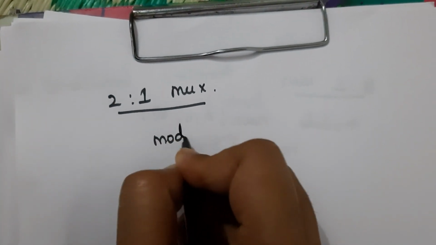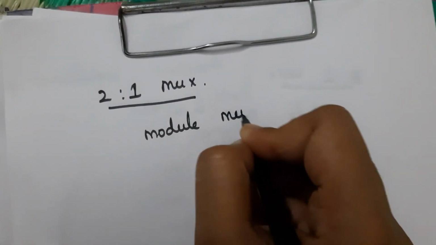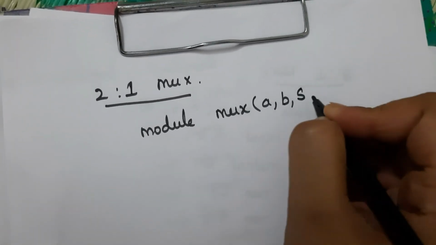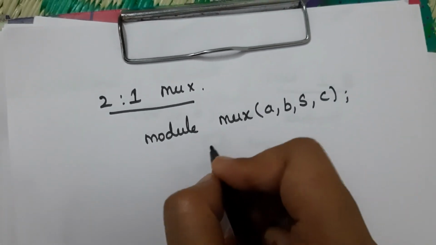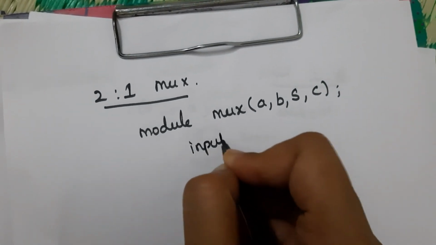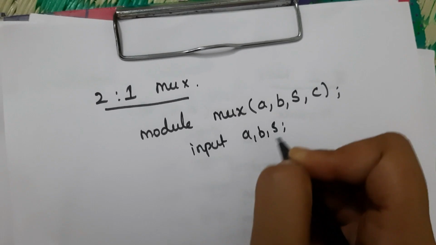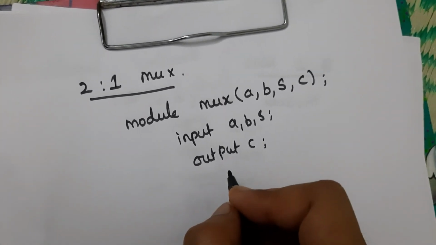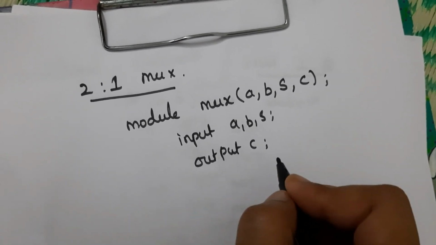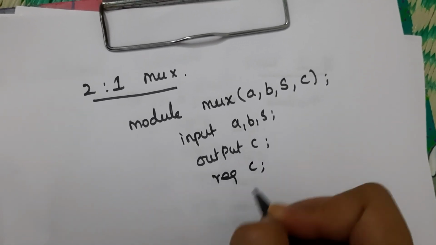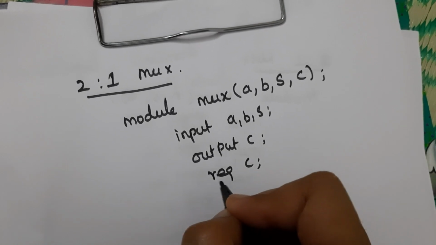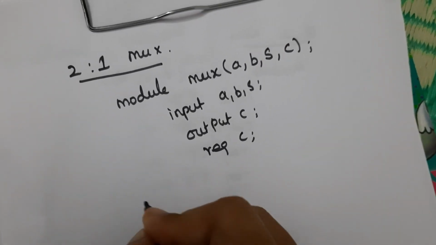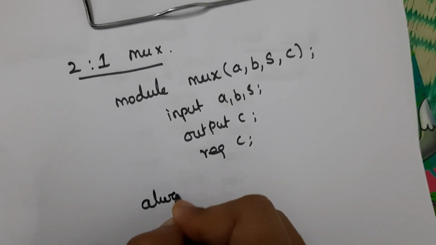So first we start with module mux, and here 2:1, so 2 inputs are there, and S is the select line and C is the output. So inputs are A, B, S, and output is C. And here in behavioral modeling, the output is stored in a register, so this output is always declared as a register, and the keyword here is reg.